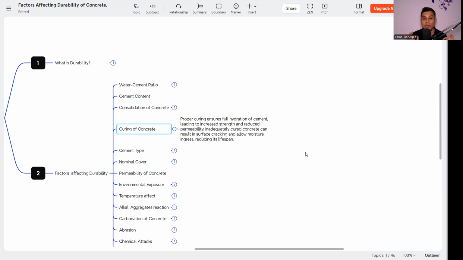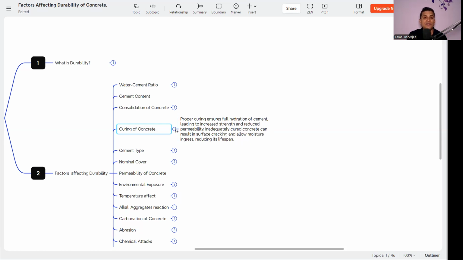So whenever you are doing the concrete, you need to maintain a proper procedure for how the concrete will be cured: what will be the checkpoint, what will be the curing method, what will be the curing material, whether it is water curing, chemical curing, or steam curing, whatever. You need to ensure that properly to get the proper durability. Otherwise, durability will be a concern.